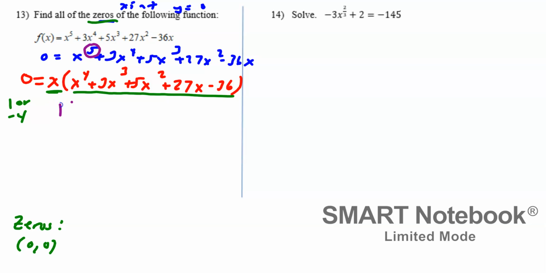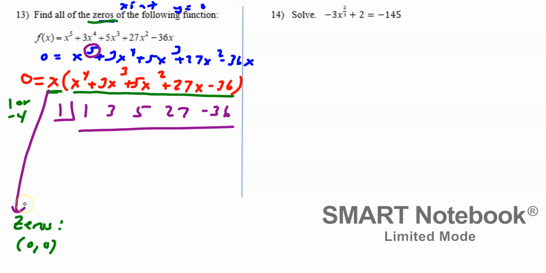I'm going to start with 1, and I'm going to put 1 in a synthetic division box, and write all of my lead coefficients: 1, 3, 5, 27, negative 36. I'm going to reduce this polynomial down from an x to the 4th down to an x cubed, so maybe we can factor it then. Again, this x is already gone, so I'm only focusing on this piece. Bring down the 1. 1 times 1 is 1. Combine, get a 4. Multiply, get 4. Combine, get 9. Multiply, get 9. Combine, get 36. Multiply, get 36. Combine, get 0, which is excellent because that means my remainder is 0.